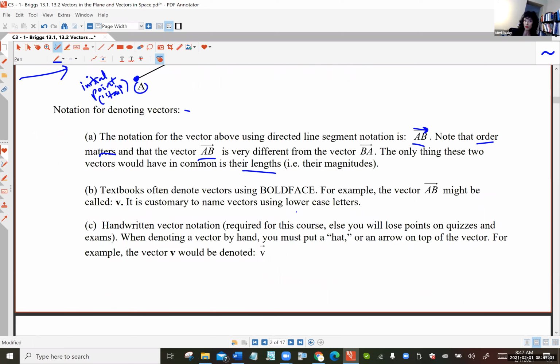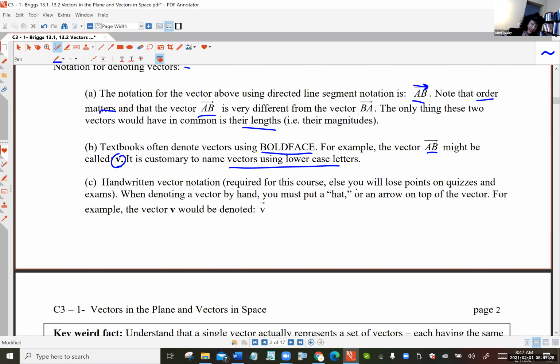Textbooks, as well as my math lab, when you're doing your quizzes and exams, are going to use boldface to denote a vector. They won't necessarily have a little arrow on top of the vector notation. So the vector AB might be called v. See how it's in boldface? It's darker and without the arrow on top. And it's customary to name vectors using lowercase letters. That's the tradition. We're going to stick to it. Once in a while, you might see that guideline violated, but very rarely.